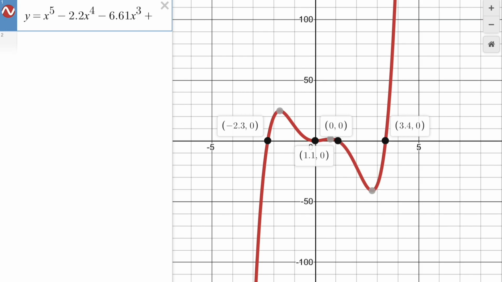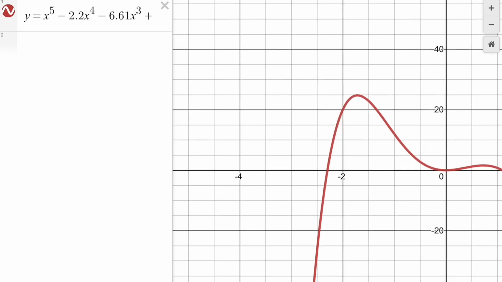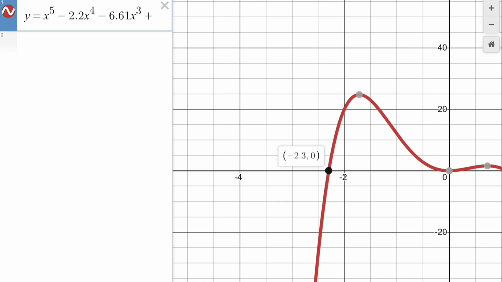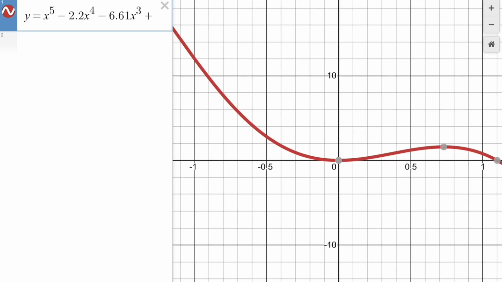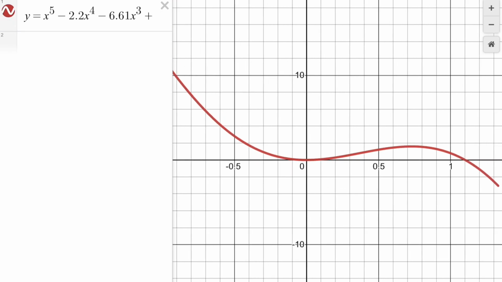But the problem is specifically asking, where does it go from concave up to concave down? That means this second derivative would have to go from positive to negative. This first one right here at negative 2.3 goes from negative to positive, so that means it would go from concave down to concave up, but we want the opposite, so that's not going to work. This one goes from positive to positive, because it doesn't actually cross the x-axis there, so it's concave up to concave up. It's not actually an inflection point.